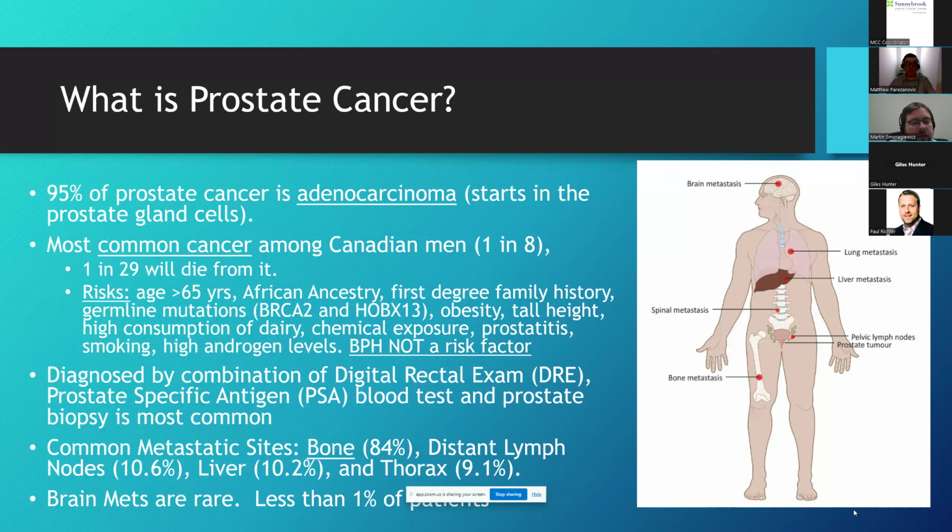The diagnosis is primarily made by the digital rectal exam, PSA blood tests, and then, of course, a biopsy. The most common sites of metastases are in bone, about 80%, with distant lymph nodes and liver, about 10%, as well as the chest, about 10%. Brain metastases are rare and occur in less than 1% of patients.